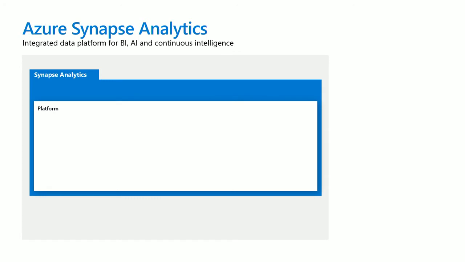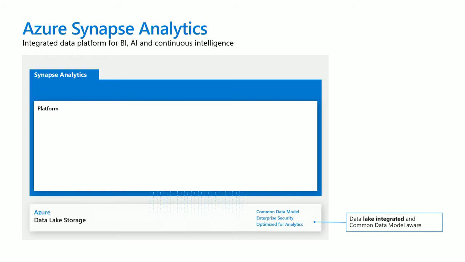I'll do a quick breakdown of what goes into Azure Synapse Analytics and what benefits you have. So Azure Data Lake Storage Gen 2 is the backing store for the data that you're operating on within Synapse Analytics. That service gets you enterprise-grade security. It's optimized for analytics. It's a big data ready storage solution, and it's integrated with the common data model story. We have more information we can share about that a little bit later.